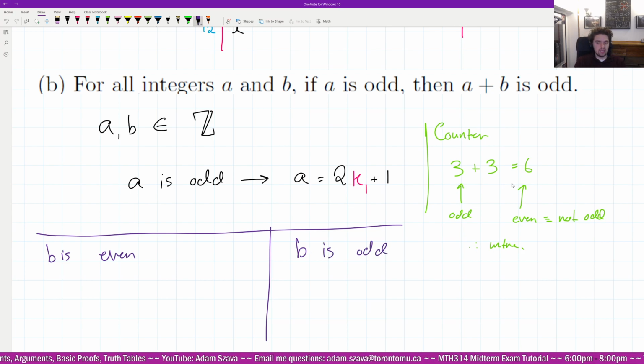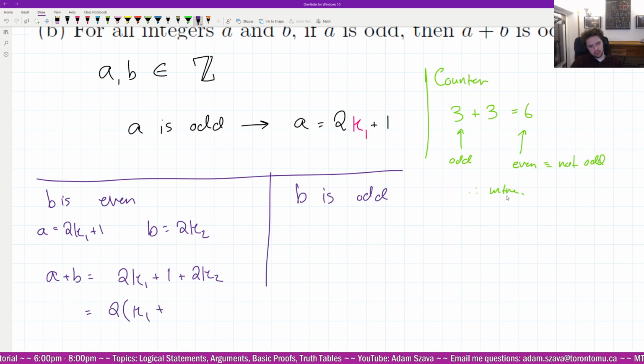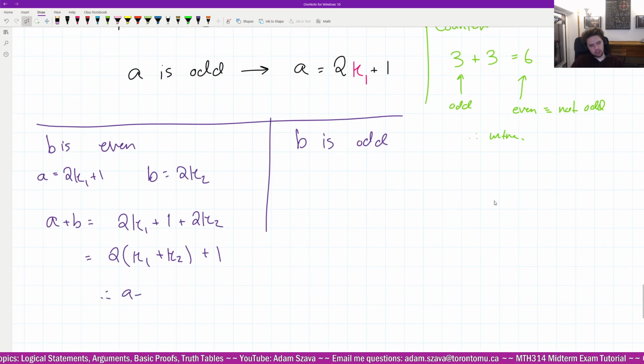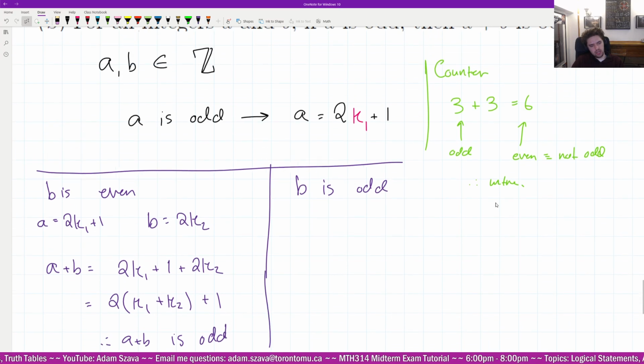If B is even, this is actually true. So if B is even, we have A is 2k1 plus 1, and B equals 2k2. And then A plus B would just be 2k1 plus 1 plus 2k2. And now you can just factor that into 2 times (k1 plus k2) plus 1, which is, therefore, odd. So A plus B is odd. This is assuming that B is even. But if you don't assume B is even, which is the other case, you've got to check both cases.